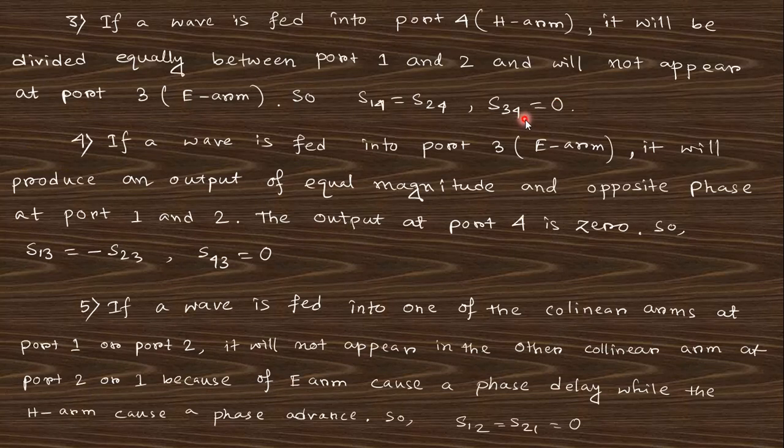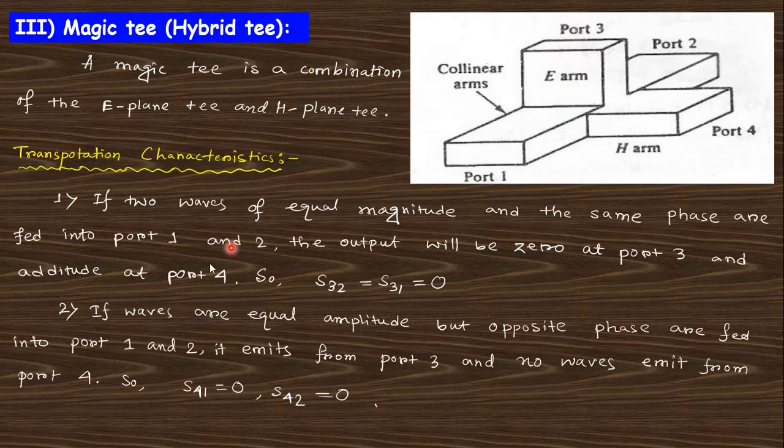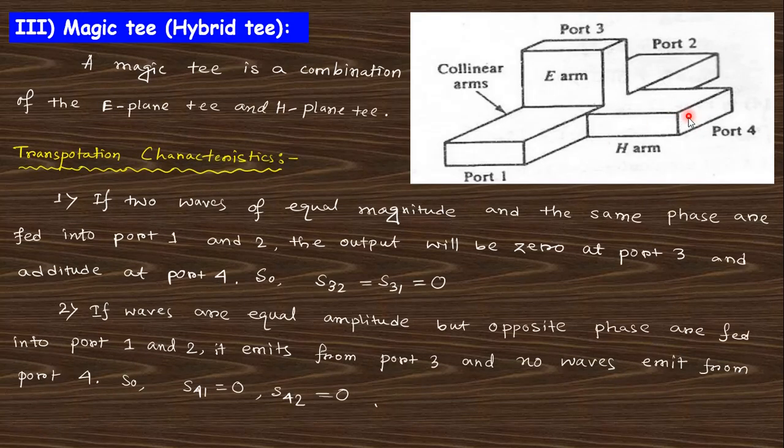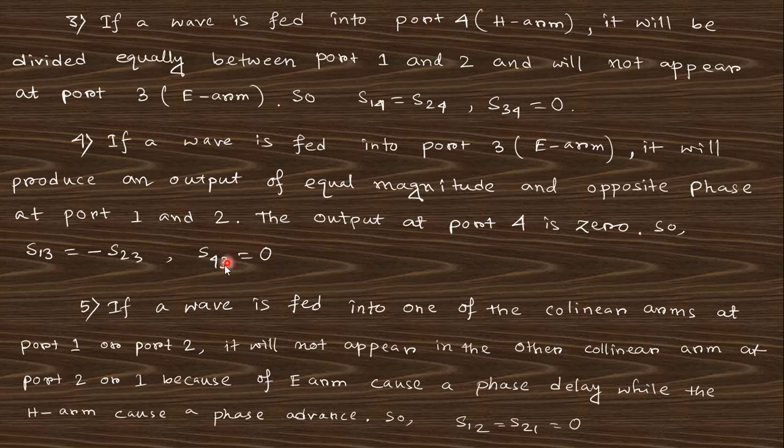That's why from 4 to 3 this is 0, and from 4 to 1 and 4 to 2 are equal, right? If a wave is fed into port 3, the E arm, the microwave will produce an output of equal magnitude and opposite phase at ports 1 and 2. When fed from port 4, these two are equal and in the same phase. But when fed from the electric field arm, these are equal and opposite. It is just a combination of the previous two, you can check that. So from 4 to 3 will be 0, but these are equal and opposite.